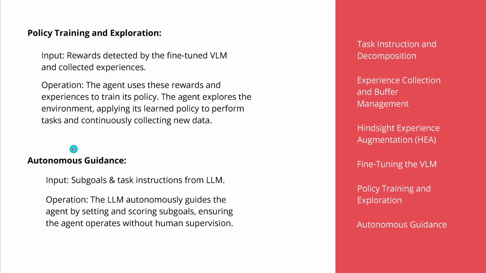Policy training and exploration and autonomous guidance. Input in policy training: rewards detected by the now fine-tuned vision language model and the collected experience. So the agent uses these rewards and experiences to train its policy. Reinforcement learning. The agent explores the environment, applying its learned policy to perform tasks, and continuously doing so, collects new data and continuously learns. Autonomous guidance: sub-goals and task instruction from the LLM. The LLM autonomously guides the agent by setting and scoring sub-goals, ensuring the agent or the network of agents, the multi-agent conglomerate, operates without human supervision.